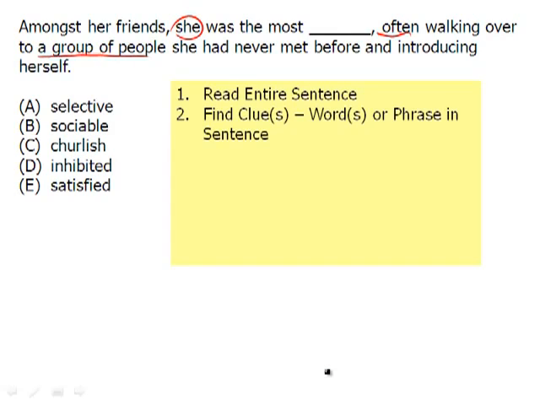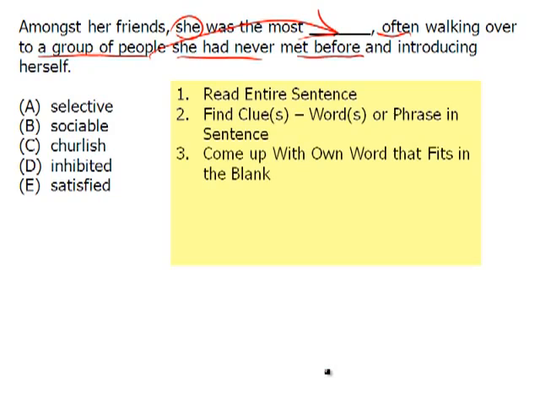And the clue is the part of the sentence, it could be a word, it could be a phrase, that tells us about the blank. And I'm underlining the parts that are important. She'd never talked to these people before, but yet she would go up to a group of people and she would introduce herself. Wow, what sort of person would that be? Well, you're going to have to come up with your own word.